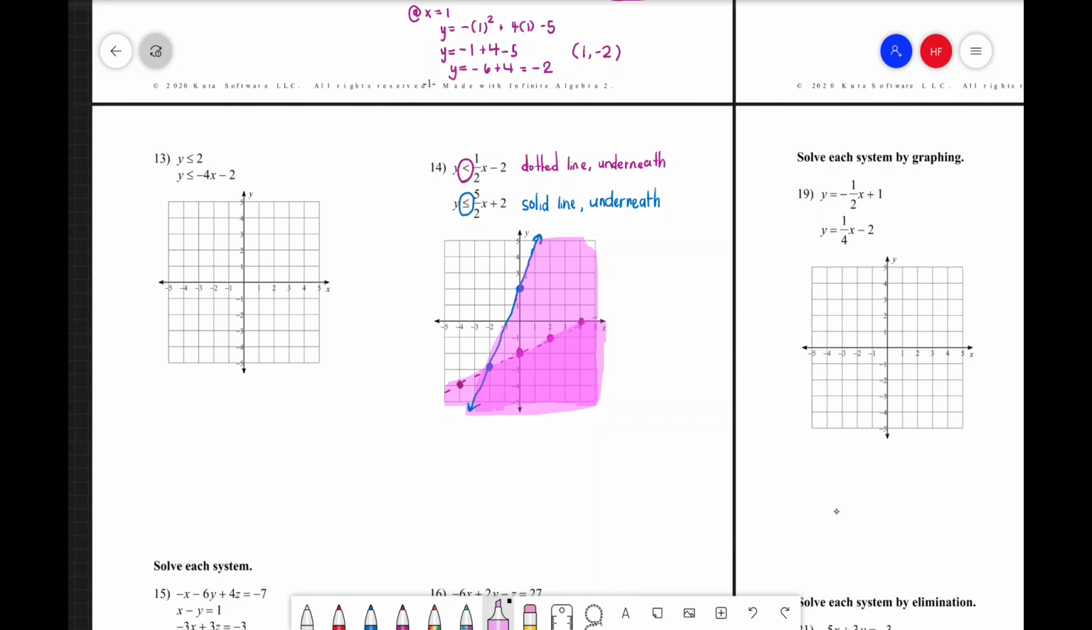And so our solution set is only the parts that are double shaded. So my solution set does not include this part or this part. So my solution set is just right here.